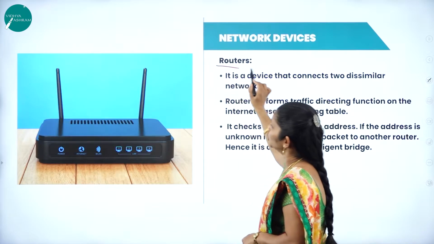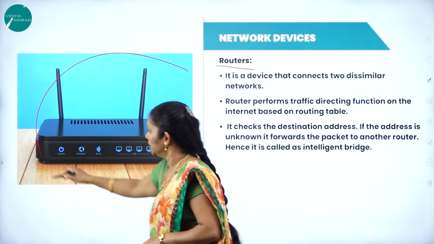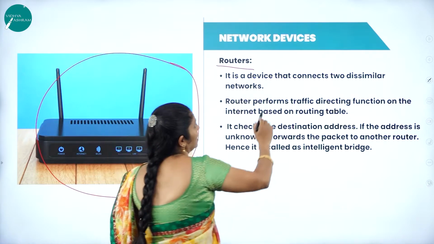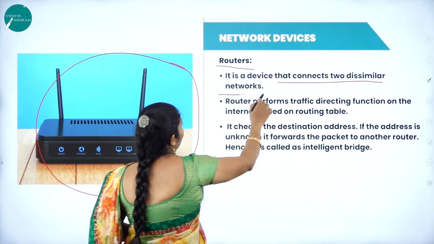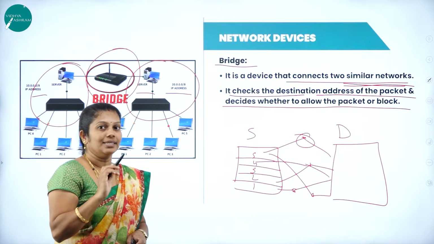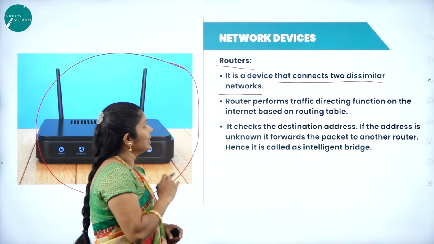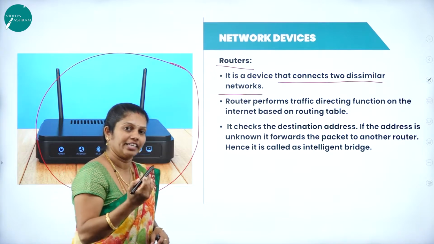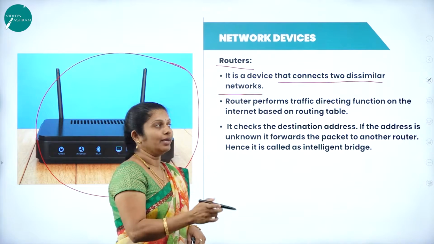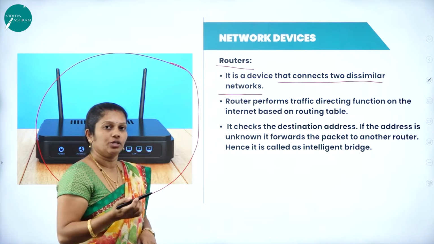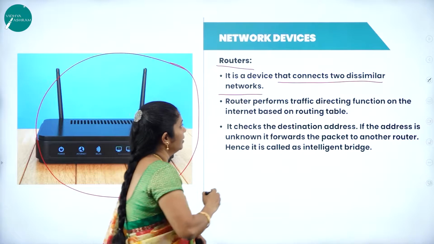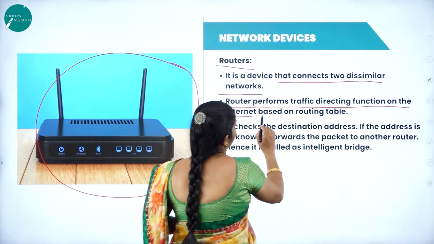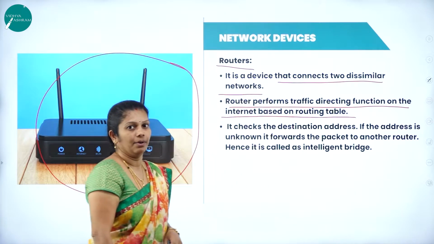Next, we will move to routers. This is a picture of a router. Then what is the use of this router? If you observe the router, it is a device that connects dissimilar networks. Whereas a bridge is used to connect similar types of network, a router is used to connect dissimilar networks. Both have different data types and different formats. Only in that case do we use a router. It is used to connect dissimilar networks. And the router performs the traffic directing function on the internet based on the routing table.